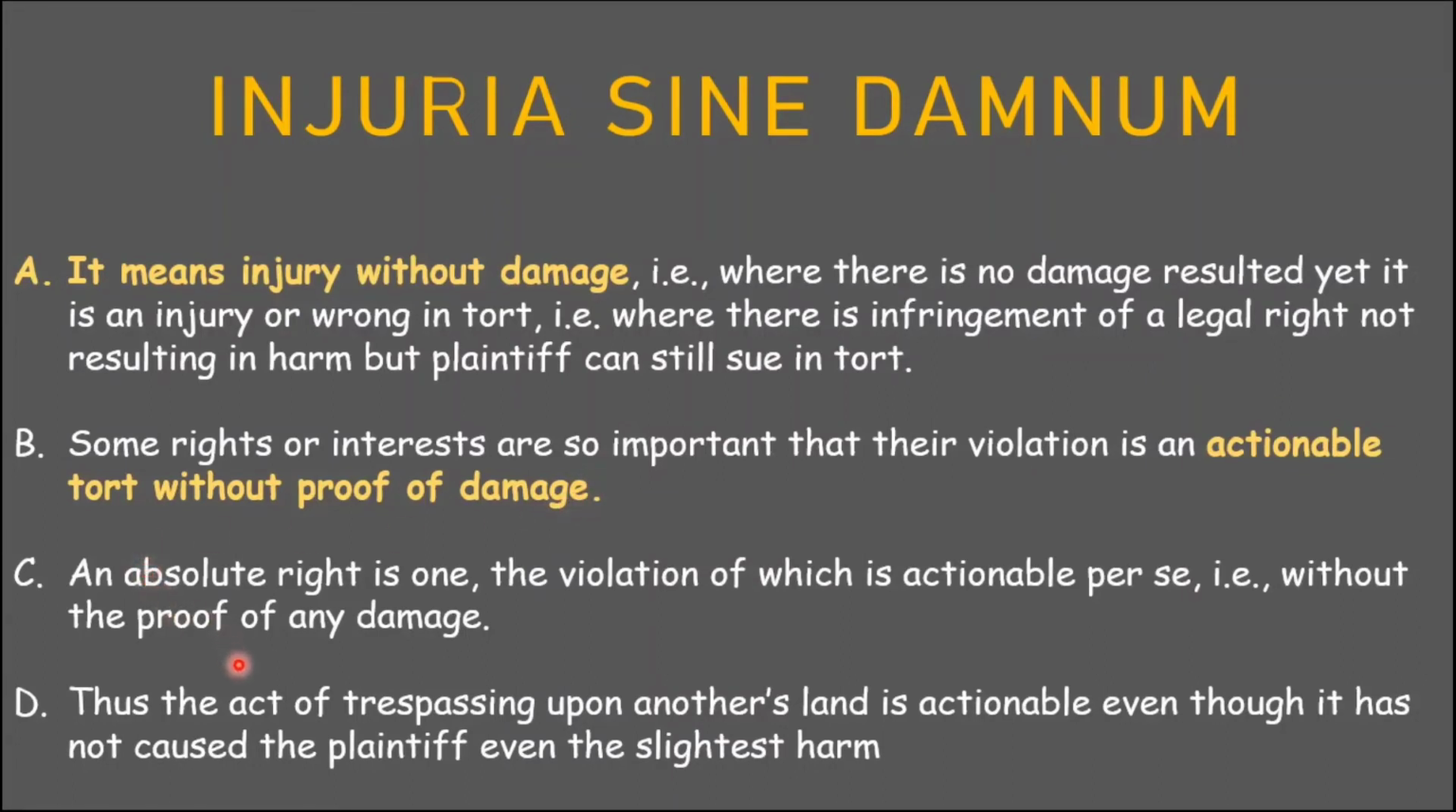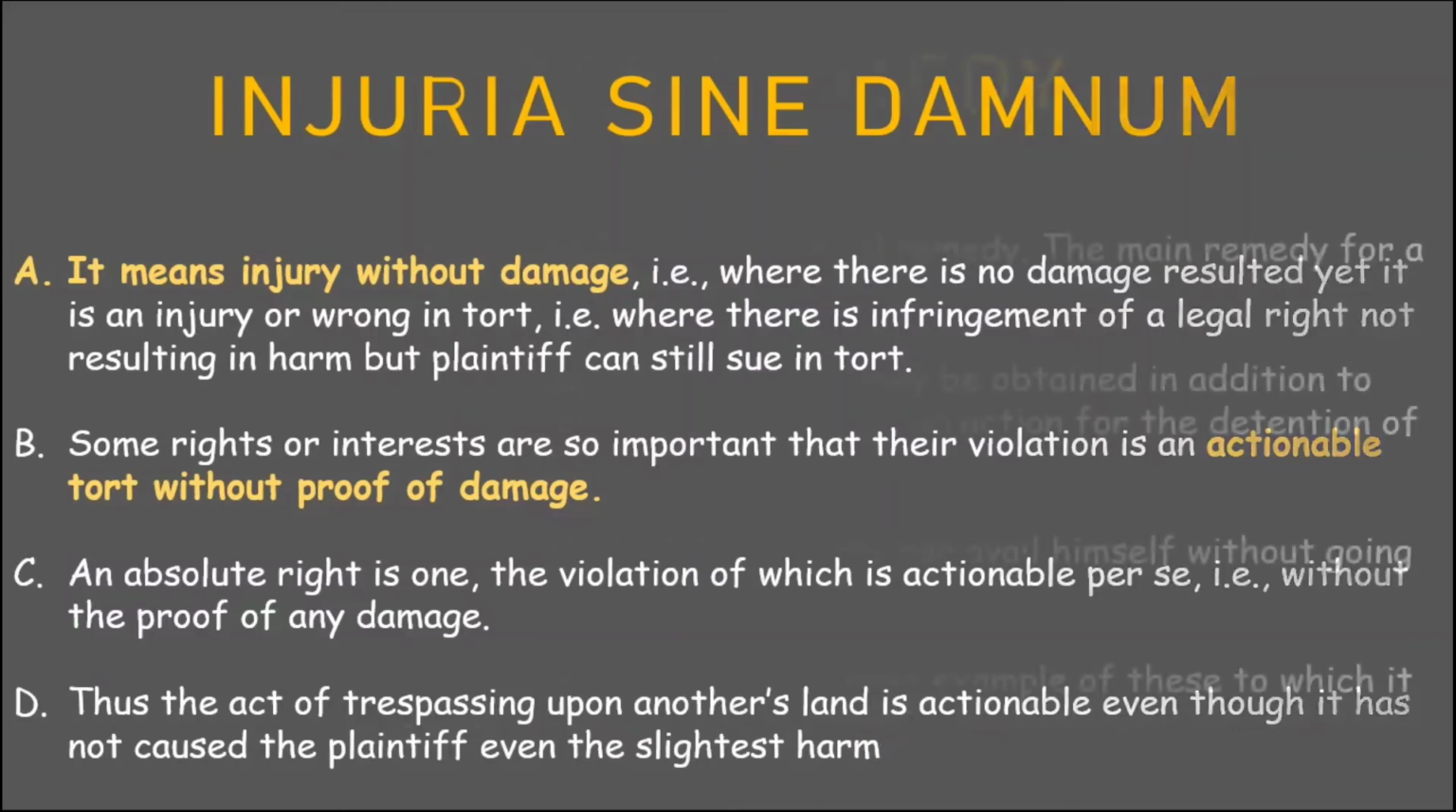The C point is the same. Thus the act of trespassing upon another's land is actionable. Let's say that you go to Mukesh Ambani's house and they put you out of the house by using reasonable force, even though you have caused no damage to the house. That is actionable because you have no authority to go to that land, therefore you can be put out of that land. So that is nothing but trespassing. Trespassing simply means you go to someone else's land and do not do anything, and he kicks you out of that land. That is his authority. So that is nothing but trespassing.